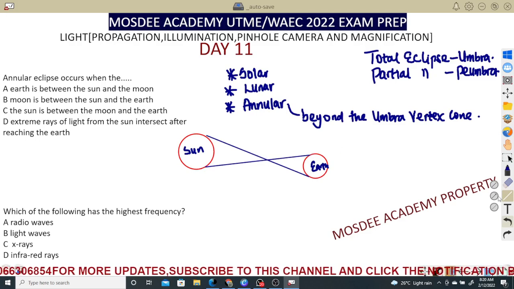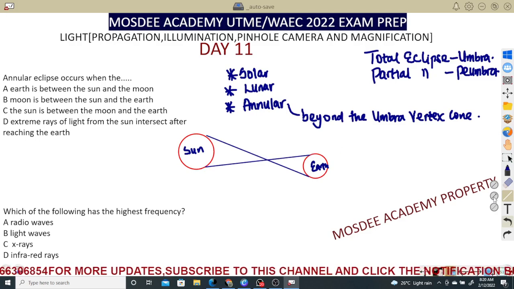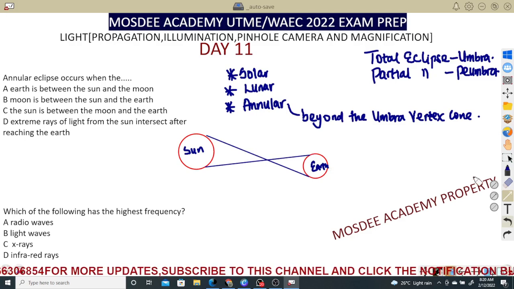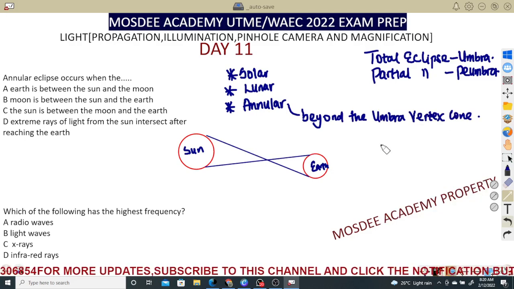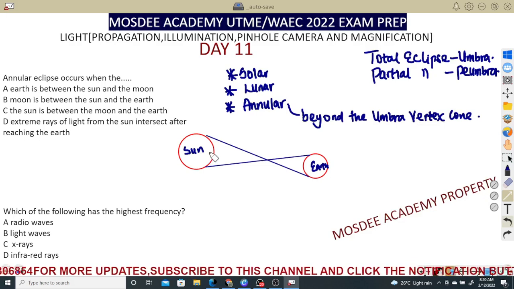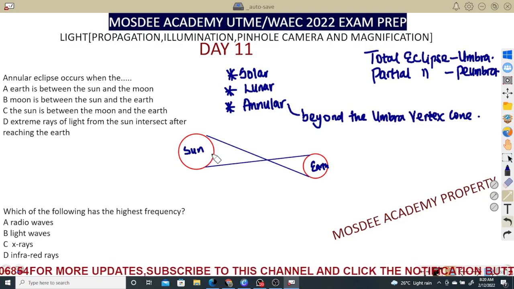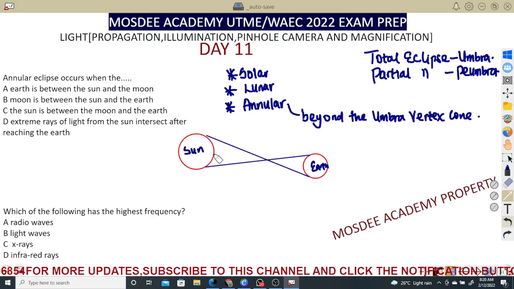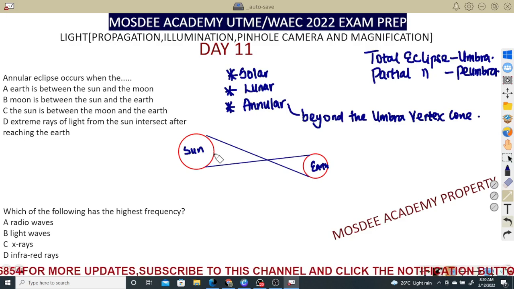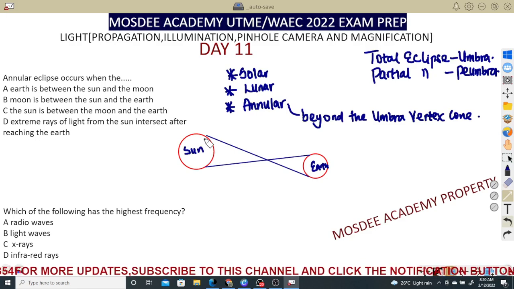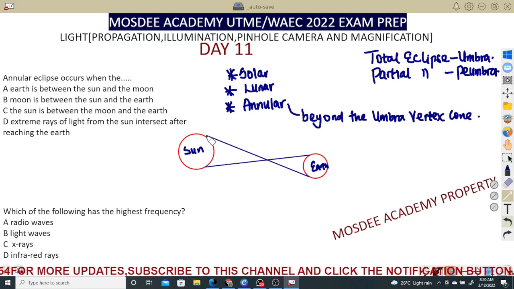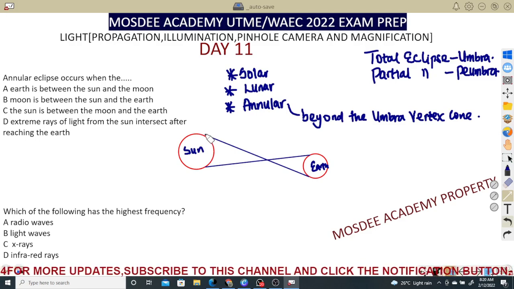Now look at the extreme ray of light. Should I use a broken line or a line with an arrow? Let me change the color for visualization. Yeah, let's use a brown. So now look at this particular ray of light, which we call the extreme ray of light. The extreme rays of light are now intersecting before the earth. This is what we call extreme. For those of you who don't know, it is always above this.